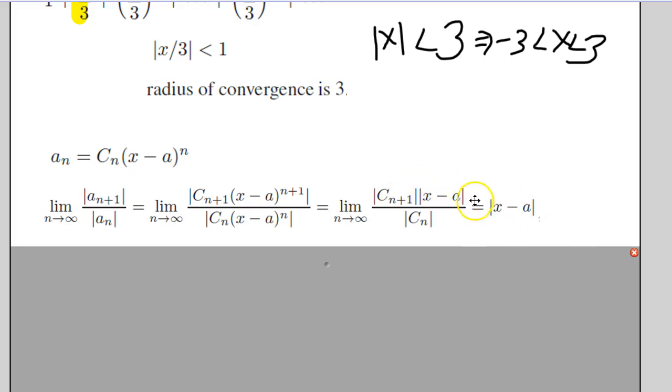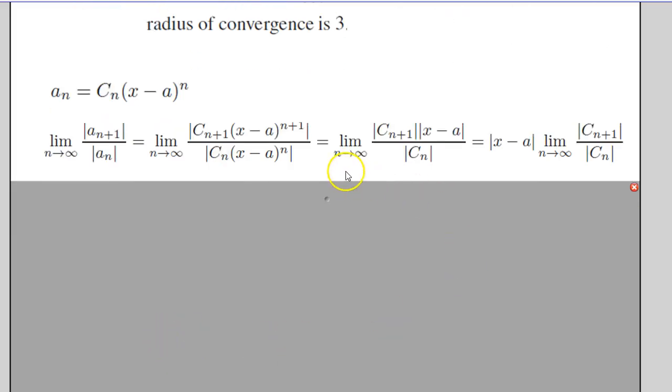And we already know that x minus a is going to be some constant value as n goes to infinity. Then the limit of this ratio quotient is going to be equal to the limit of the ratio quotient of the coefficients times the absolute value of x minus a. Okay, so why is that important? Because now that lets us know that the radius of convergence is dependent on the convergence of the coefficients. So if I take a sequence of just the coefficients of the power series, that will help me determine the radius of convergence and the interval of convergence for the power series, which is kind of cool.